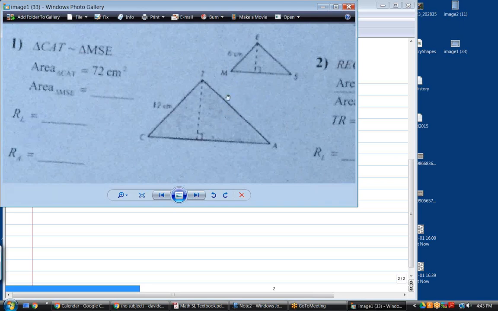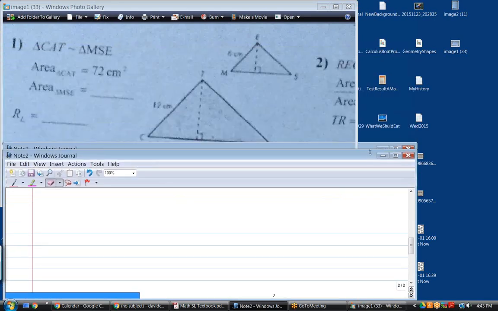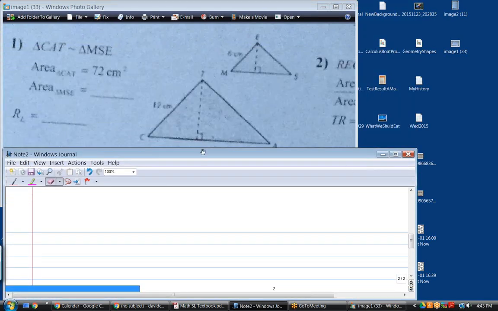Okay. So what's the similarity ratio between these two triangles? That's always the first thing you need. That's a 2-to-1 ratio, or 1-to-2, depending on whether you're talking bigger to smaller or smaller to bigger. I always like going bigger to smaller because I prefer to deal with ratios that are greater than 1, not less than 1. So the first thing I notice is my similarity ratio is 2 to 1.